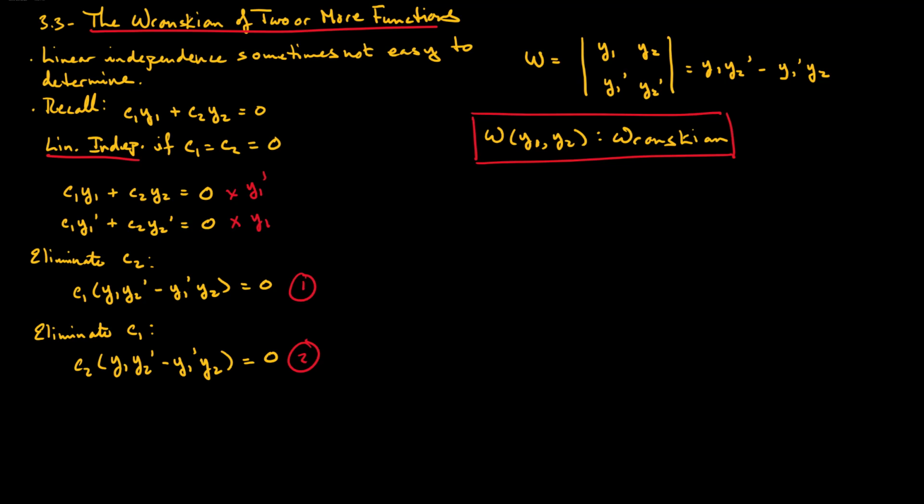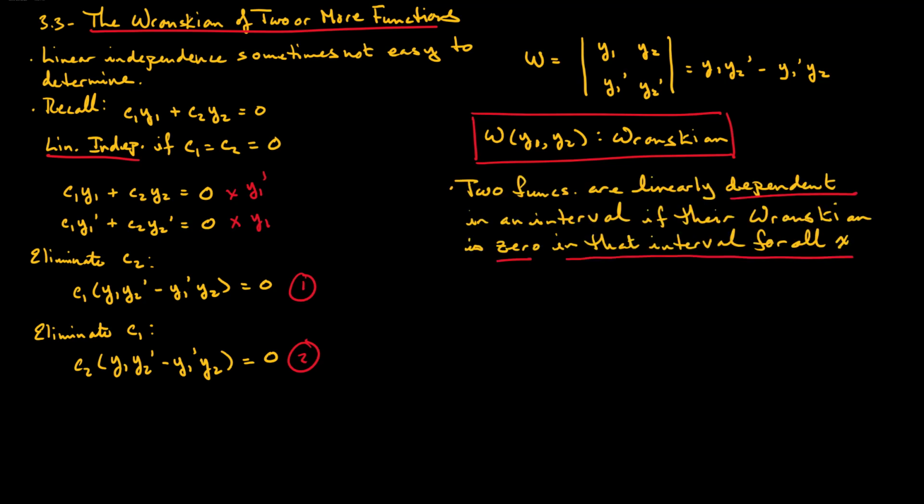So with the help of the Wronskian, we can say that two functions are linearly dependent in an interval if their Wronskian is 0 in that interval for all x. So we write that out here. Again, two functions are linearly dependent in an interval if their Wronskian is 0 in that interval for all x.